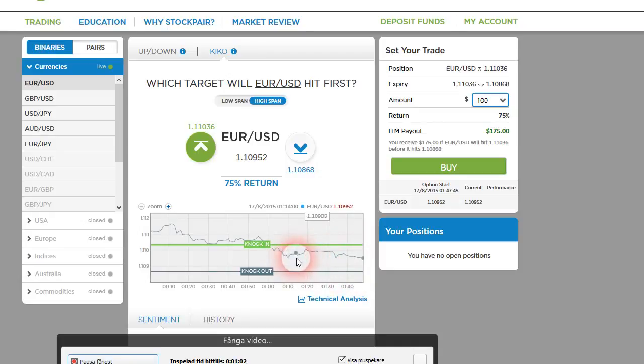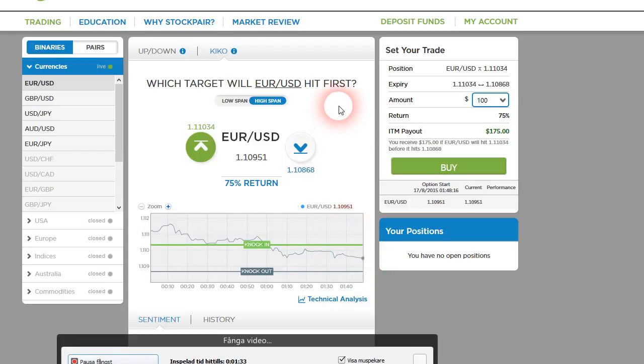So as you can see, the price has been oscillating around here, or basically remained quite still. So if you would enter a trade to expire high when it touches this line, it wouldn't matter if it dropped here, because so long as it doesn't touch the knockout line, you still have a chance to win if the price changes its direction and comes back up again.